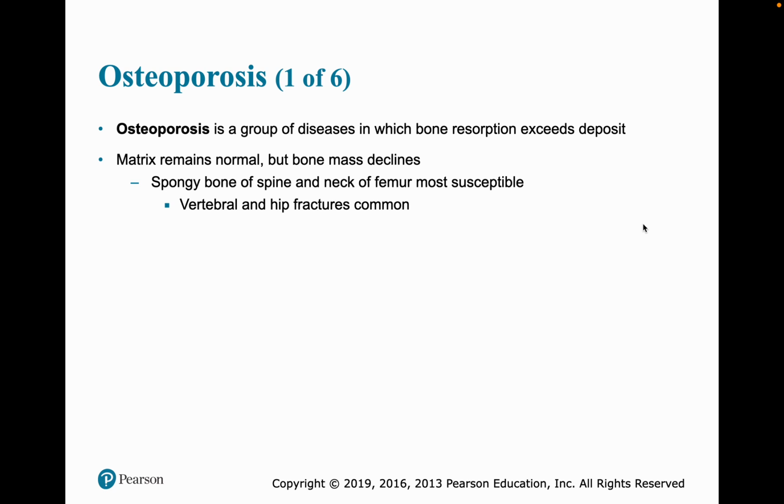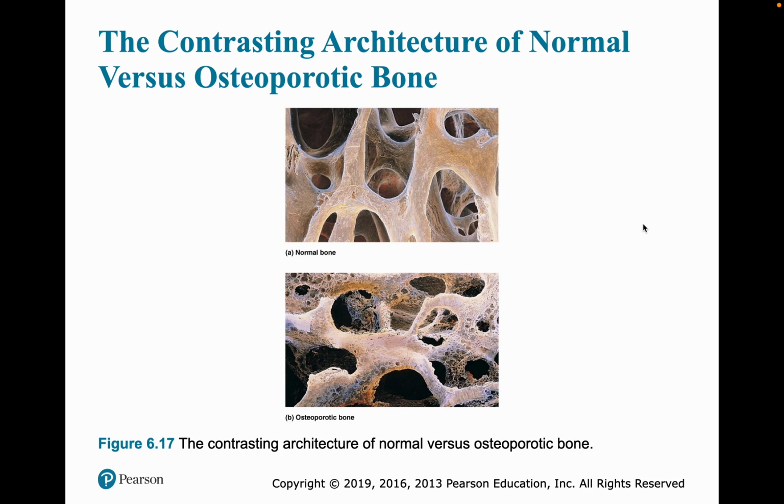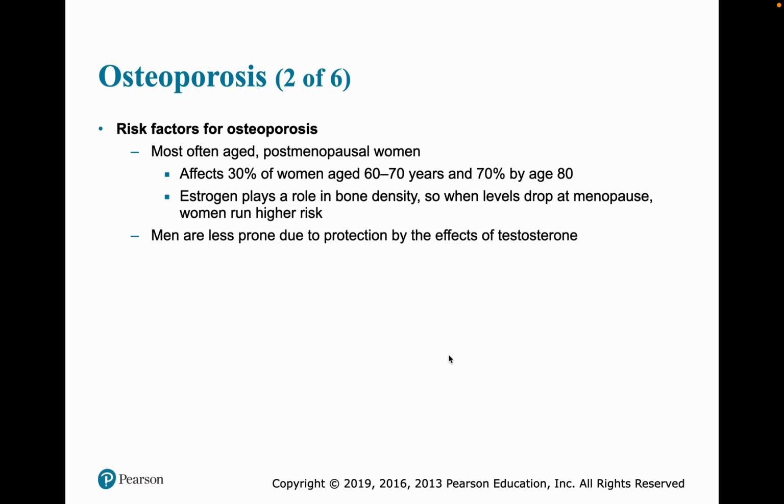Osteoporosis is a group of diseases in which bone reabsorption exceeds deposit. So the matrix remains normal, but bone mass declines. This is particularly true of the spongy bone of the spine and neck of the femur, meaning that vertebral and hip fractures are common in patients who have osteoporosis. So we can see normal bone here and how different it is from this osteoporotic bone below.